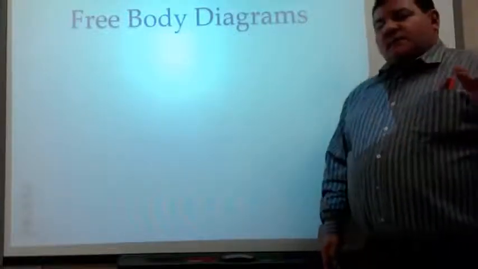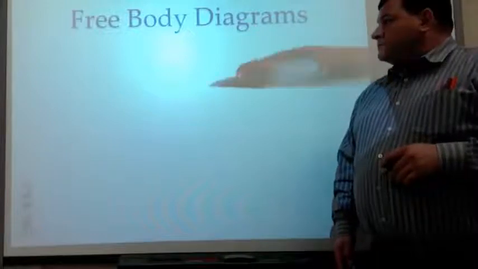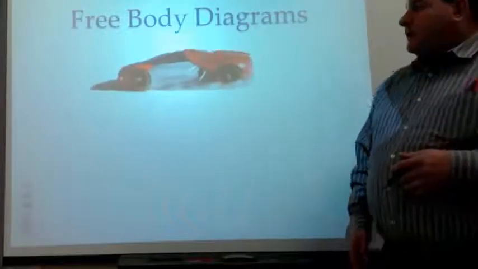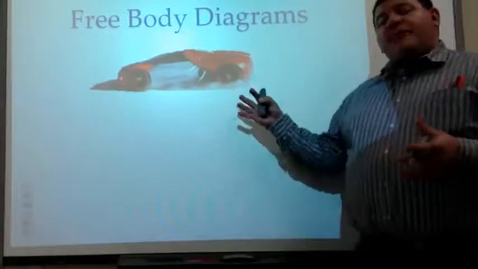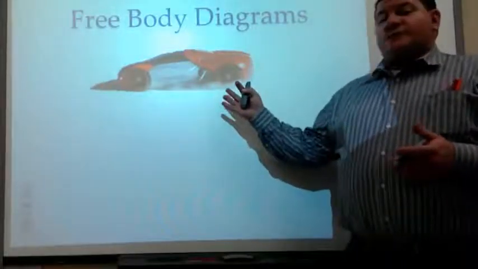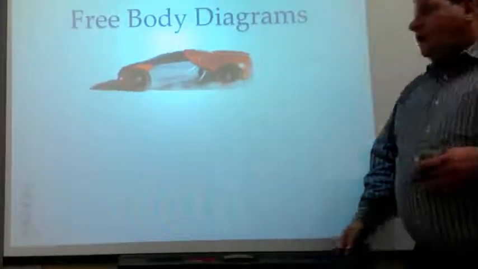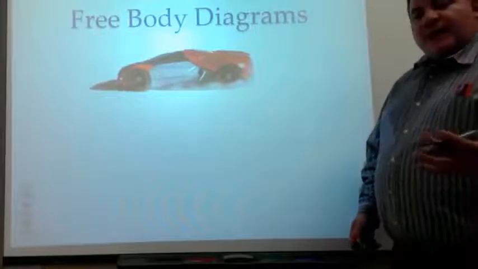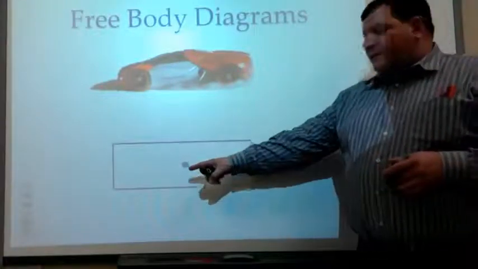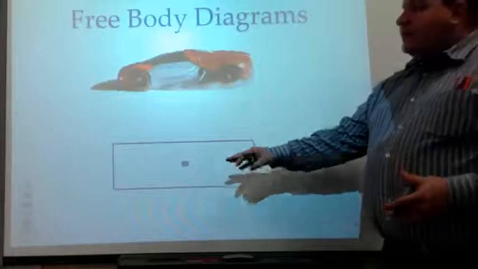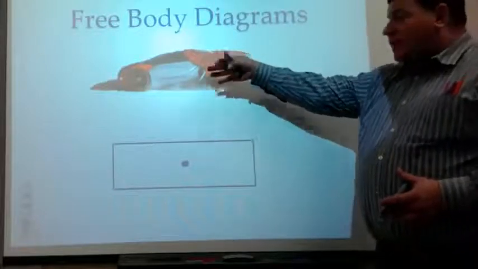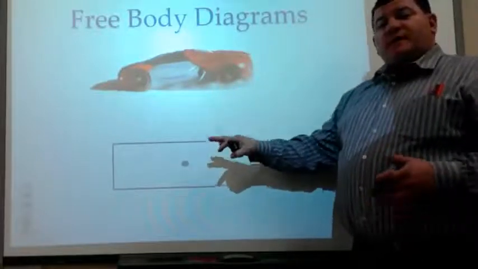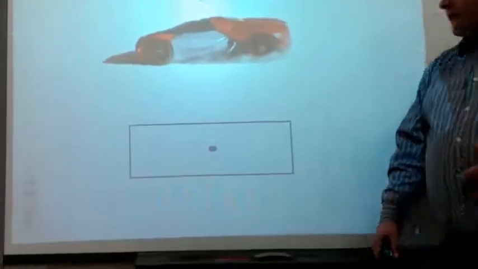Let's look at Mr. McCloy's weekend car, the Bugatti Veyron. Now, if I want to draw a free body diagram of me cruising around the streets of Revere in my Bugatti Veyron, I need to represent this as a rectangle with a dot in the middle. Now, this is not as pretty as Mr. McCloy's actual car, but it's going to get the job done for our free body diagram.